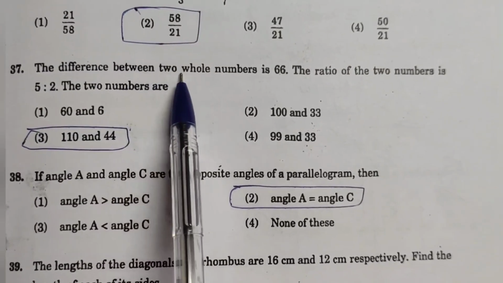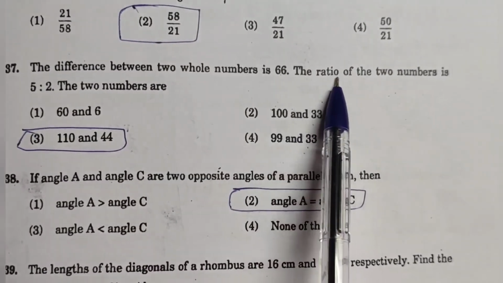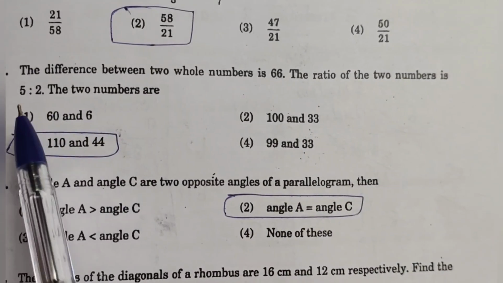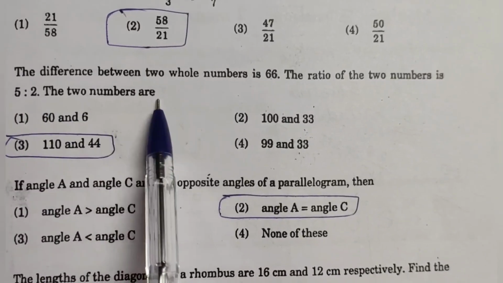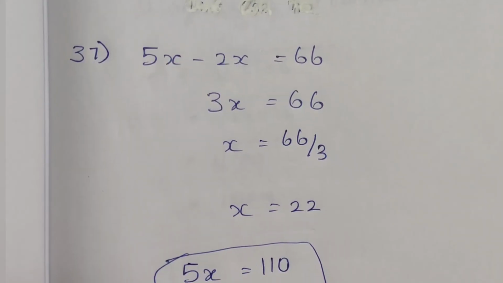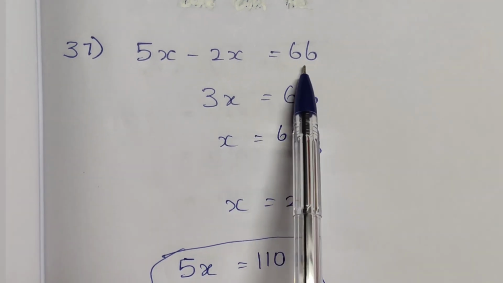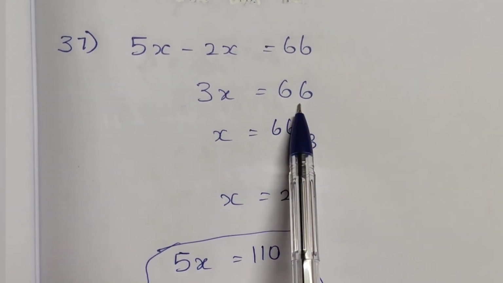The difference between two whole numbers is 66. The ratio of the two numbers is 5:2. The two numbers are dash. 5x minus 2x is equal to 66. 3x is equal to 66.